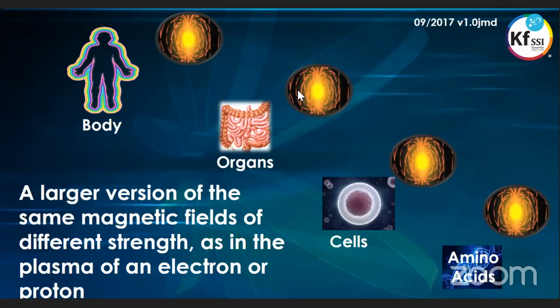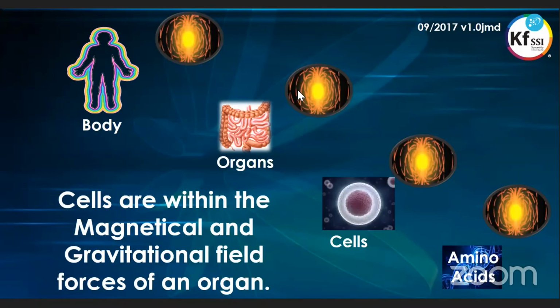We bring the same concept right back down to our bodies when we look at our body and our organs and the cells and the tiny little amino acids. It's just the same, a larger version of the same magnetic fields of different strength as in the plasma of an electron or a proton. And then we can say the same, that the cells are within the magnetic and gravitational field forces of an organ. So hopefully with that you can understand how things all fit together, whether it's on a very large scale or within our body or any other organism.